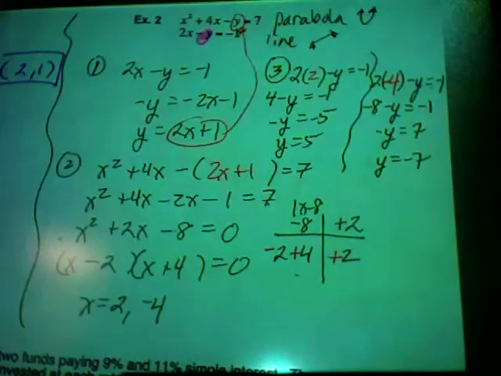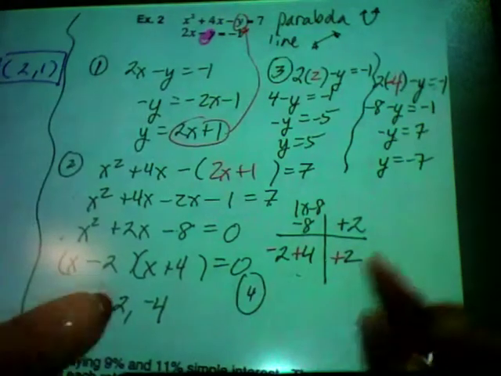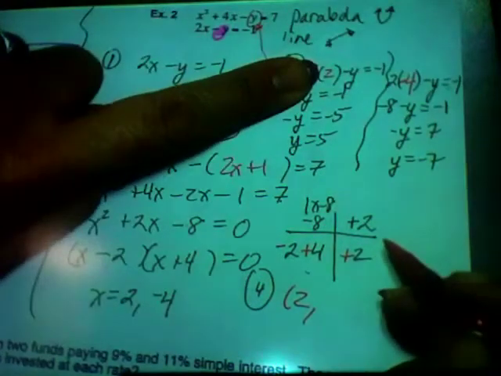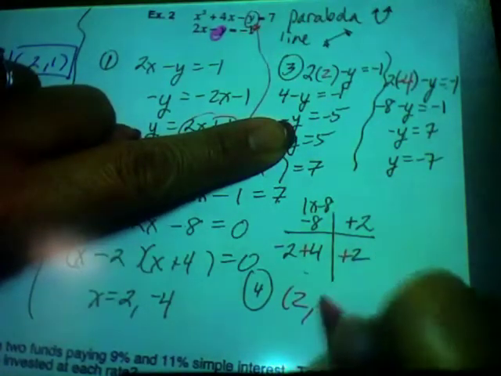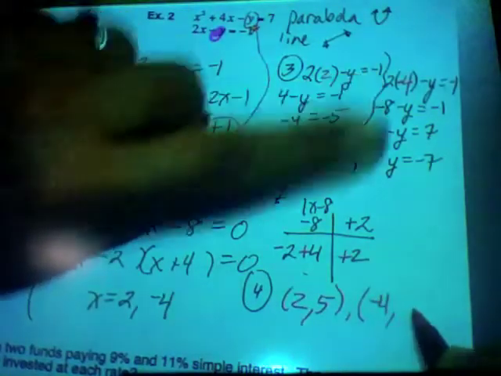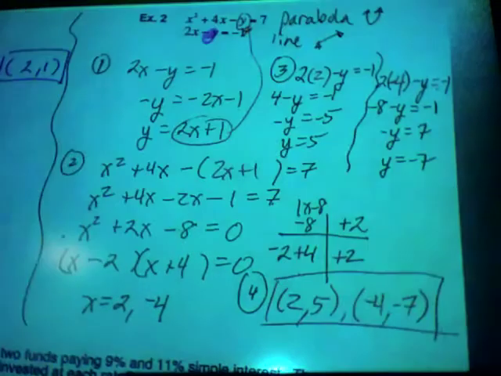So for my two answers, step 4, when x was 2, what was y? Right there, 5, right? And when x was negative 4, what was y? Negative 7. So those are my two solutions.